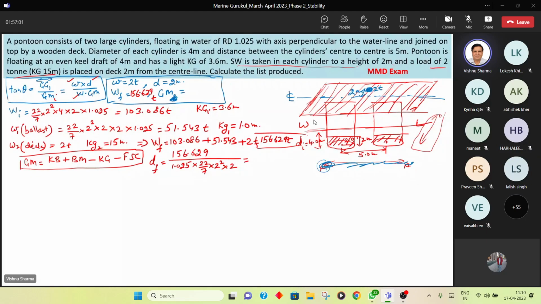And this draft, unless I have made any mistakes, is 6.078 meters, right, guys? Yes, sir. Okay. Any questions up to draft? So if there is no question up to draft, then KB will be DF by 2, and this KB shall be then equal to 3.039, correct? Yes, sir. So we have got the KB 3.039. Guys, anything up to KB? No, sir. Okay.